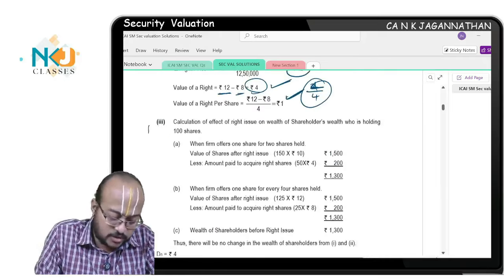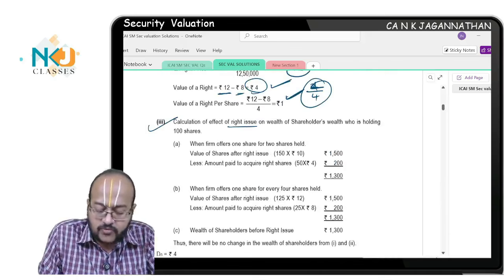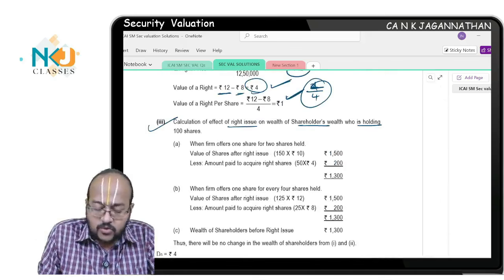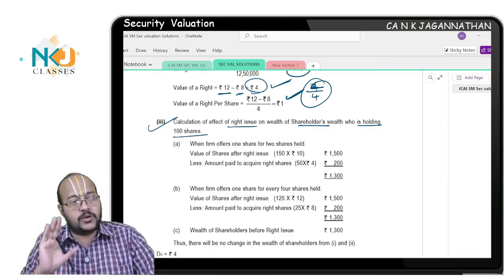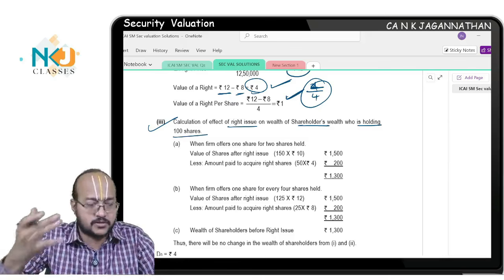Next, the last computation: calculation of the effect of the rights issue on the wealth of shareholders. Who is holding 100 shares? See, a shareholder is holding 100 shares. The conclusion you already know, I discussed. See, very simple.